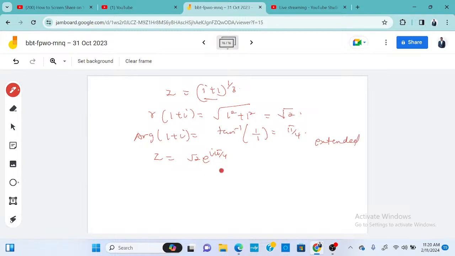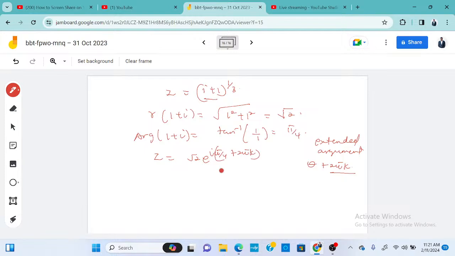For the extended arguments, we simply add 2 pi k to our normal argument. So this section of the argument will give us all the 4 roots, or all the 3 roots, or all the n roots of what? Our complex polynomial. So in this case, I'll add plus 2 pi k for my theta, that is the argument.